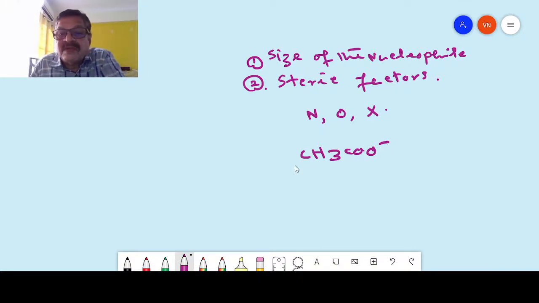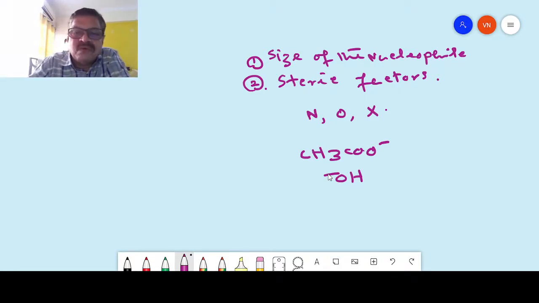This is an oxygen nucleophile, we can say. Now there is this acetate anion, and another one is an OH anion here. Which will be more basic? Relative nucleophilicity: let us see which is relatively more nucleophilic here.